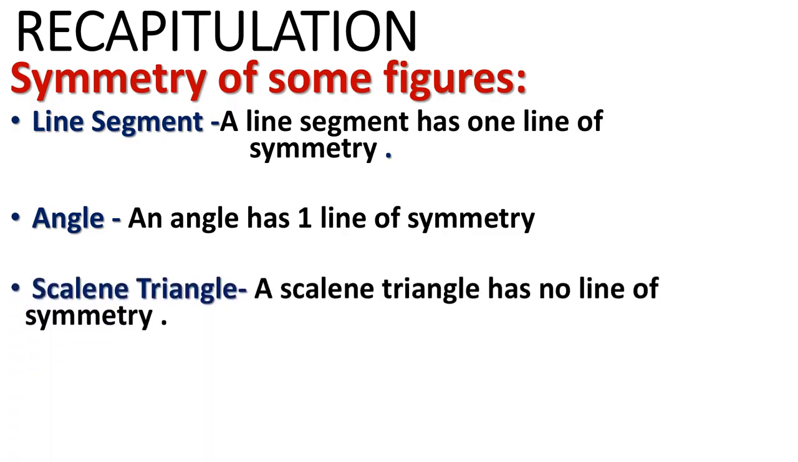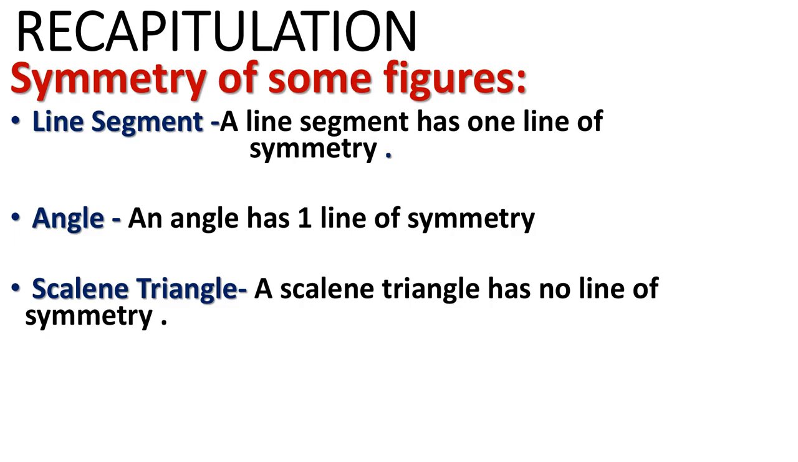Next, scalene triangle. Scalene triangle is a triangle whose all the three sides are of different length. So it has no line of symmetry. A scalene triangle has no line of symmetry.